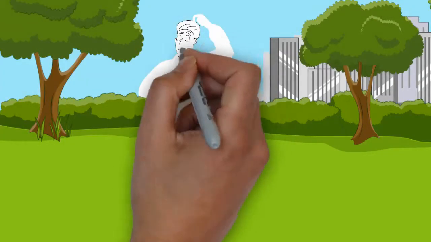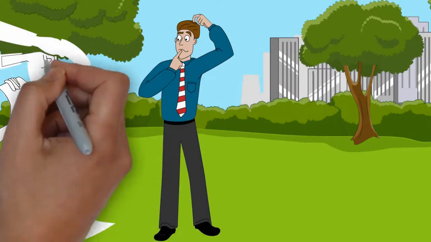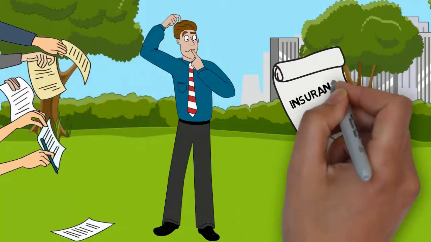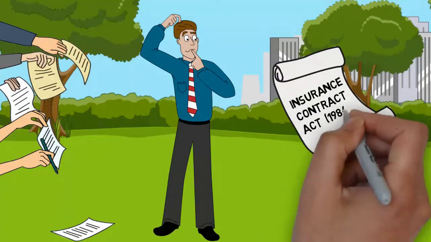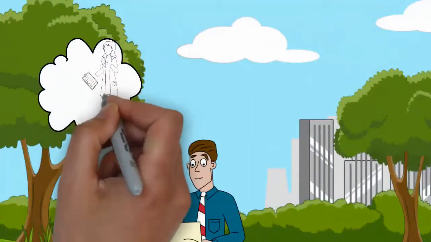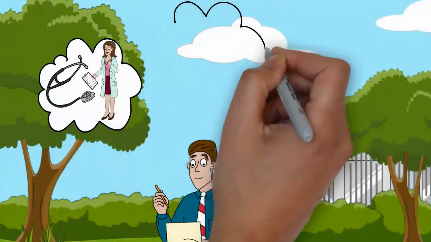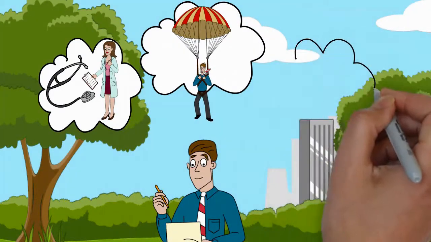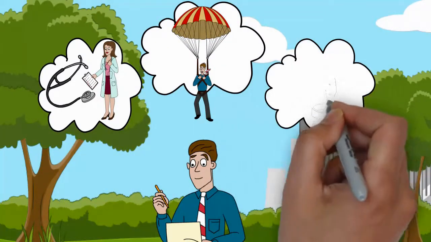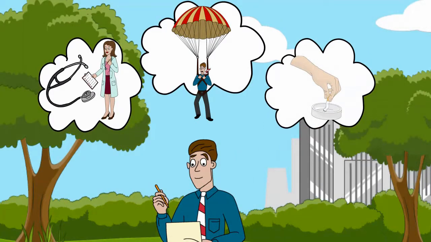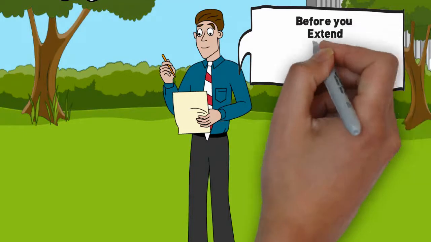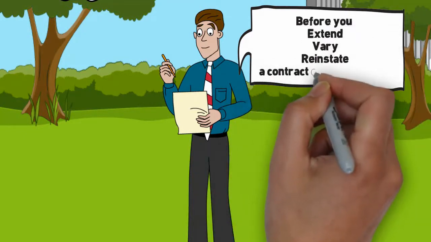Before you enter into a contract of life insurance with an insurer, you have a duty under the Insurance Contracts Act 1984 to disclose to the insurer every matter that you know or could reasonably be expected to know is relevant to the insurer's decision whether to accept the risk of the insurance and, if so, on what terms. You have the same duty to disclose those matters to the insurer before you extend, vary or reinstate a contract of life insurance.